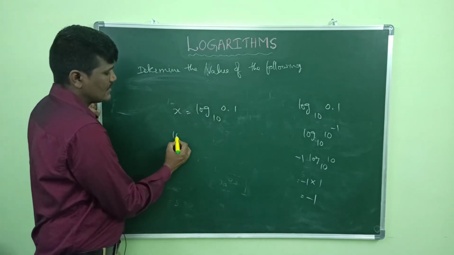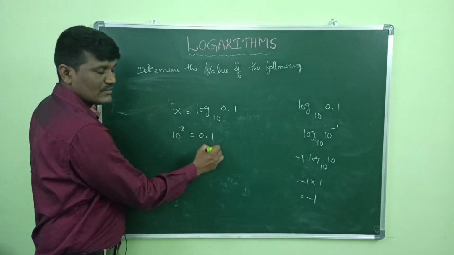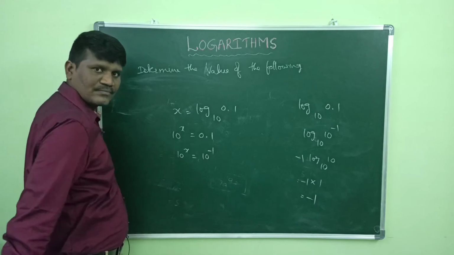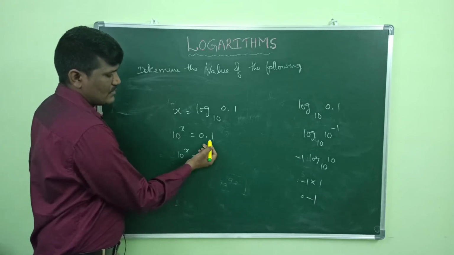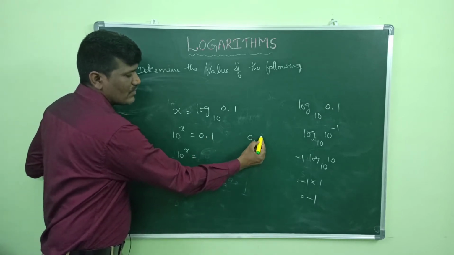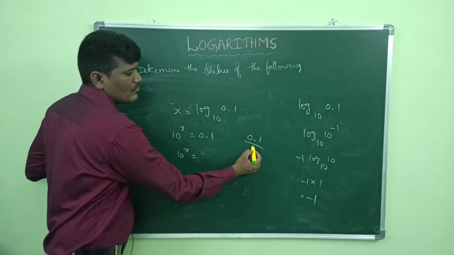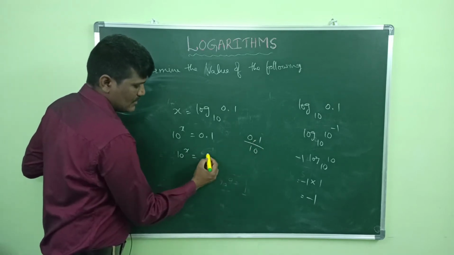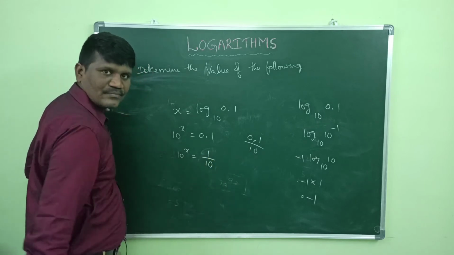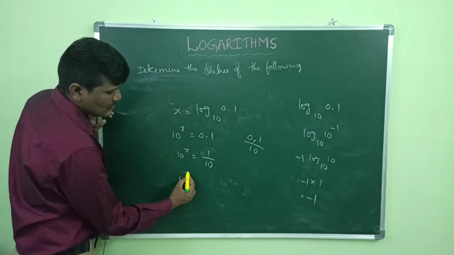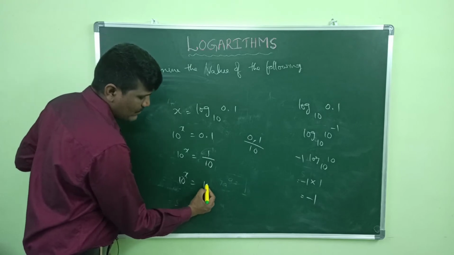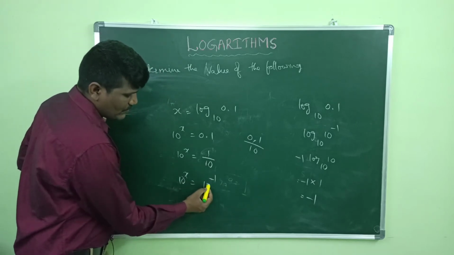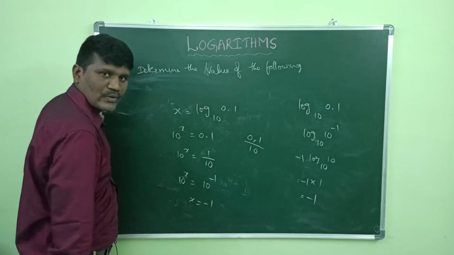Convert this into exponential form. It will come as 10 power x is equal to 0.1, 10 power x is equal to 10 power minus 1. So in fact, if you want to convert 0.1, removing the dot, it is 1 by 10. So 10 power x is equal to 1 by 10, which is nothing but 10 power minus 1. If the bases are equal, the powers are also equal.